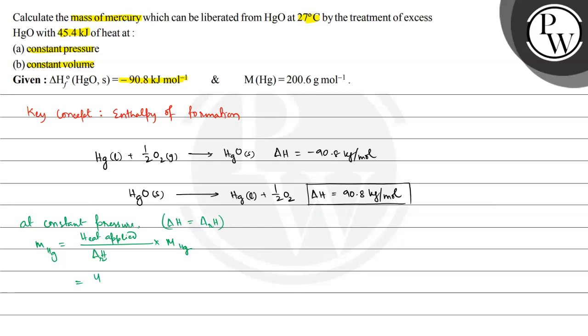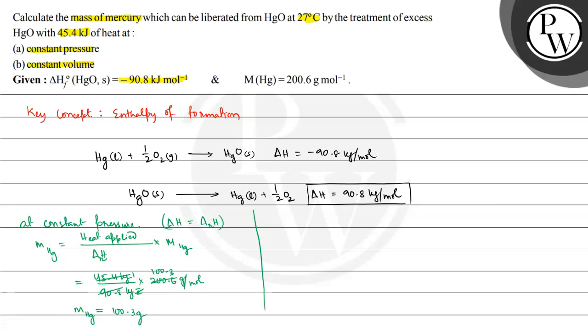So this is 45.4 kilojoule divided by 90.8 kilojoule multiplied by mass of mercury, which is 200.6 ग्राम पर मोल. So इसको अगर हम divide करें, then this will be 1/2, and if we divide this by 2, then here we'll be having 100.3. So the mass of mercury at constant pressure will be 100.3 grams.